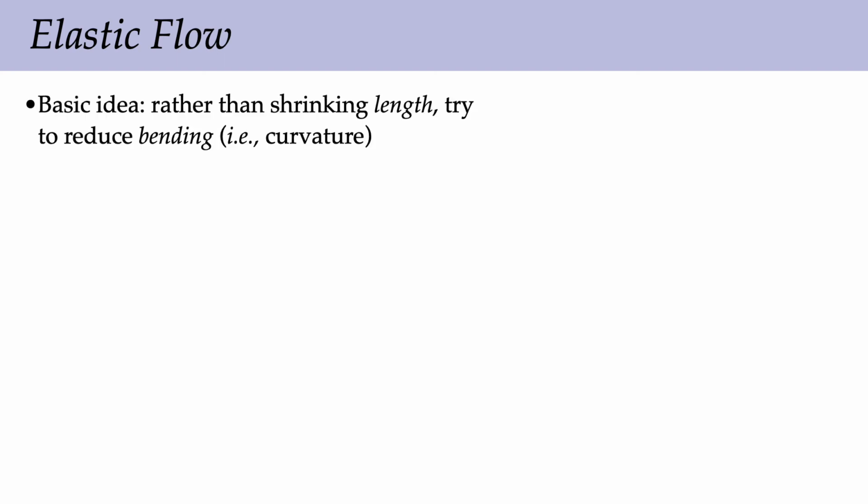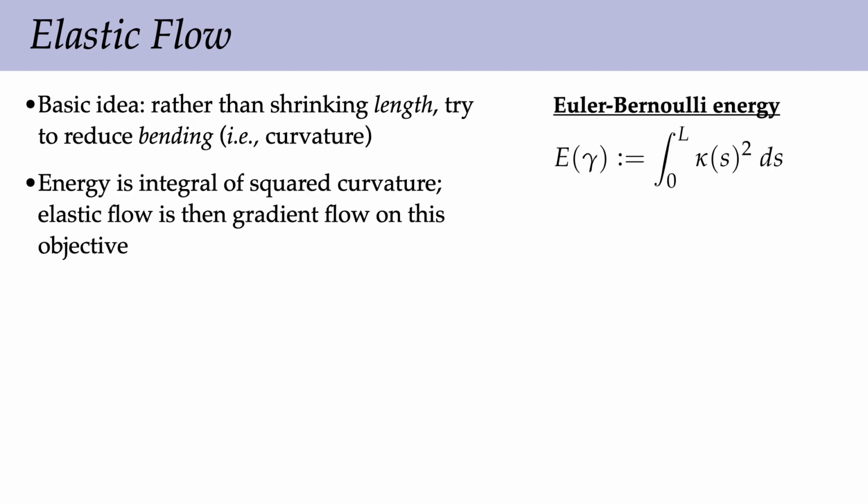Okay. Our second flow is what I'll call elastic flow. So rather than shrinking length, you could try to reduce the amount that the curve bends, right? If you want to make a curve smoother, you don't necessarily want to make it shorter. You just want the curvature to go down. So a very natural energy here would be to say the energy of a given curve is just the integral over the curve of the square of the curvature.